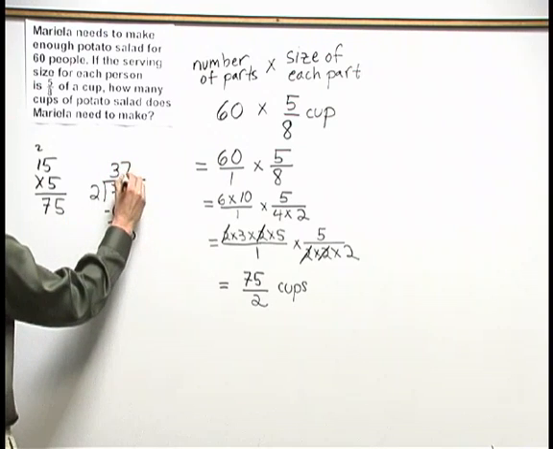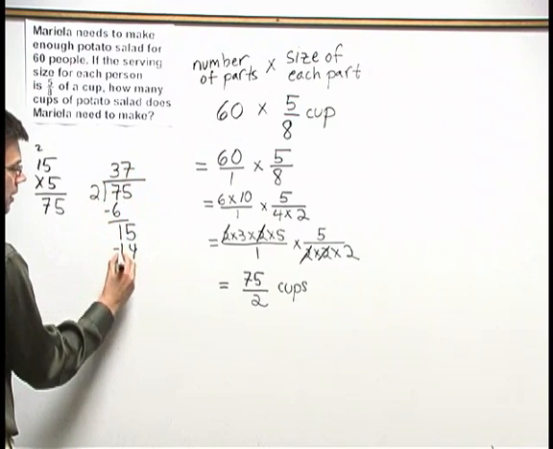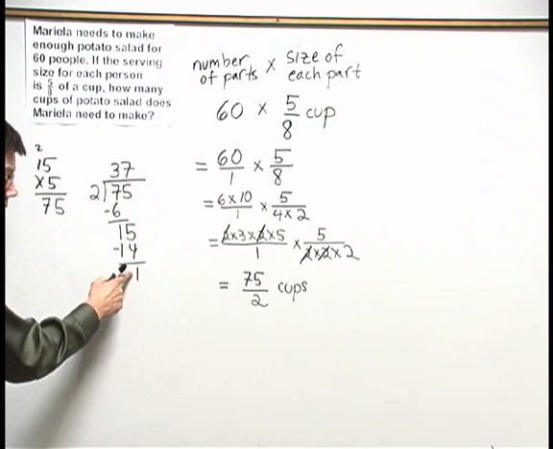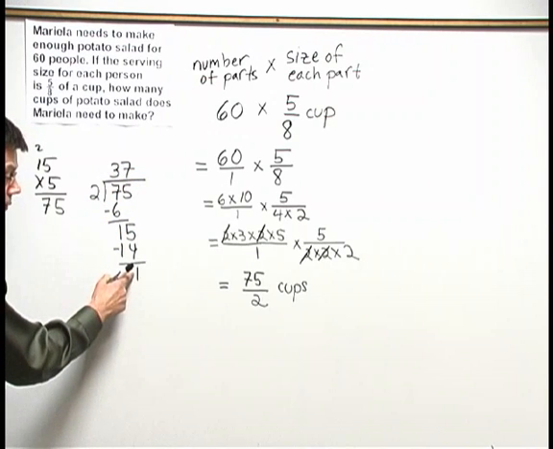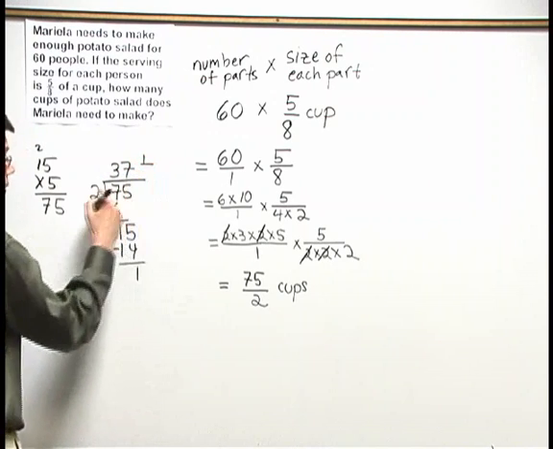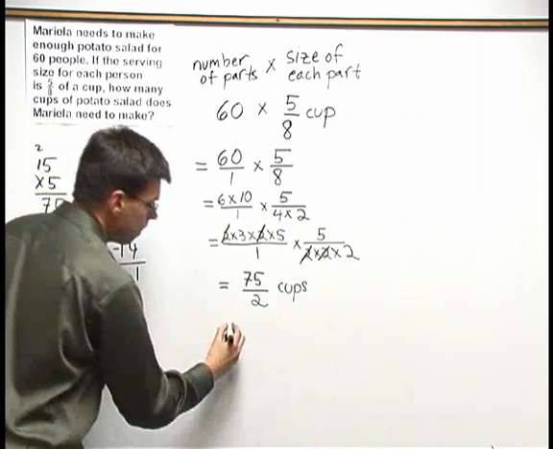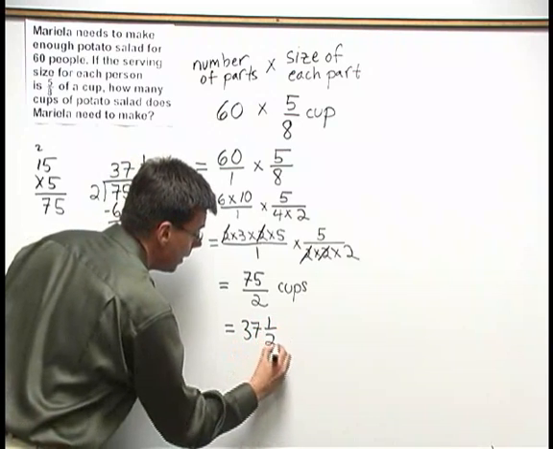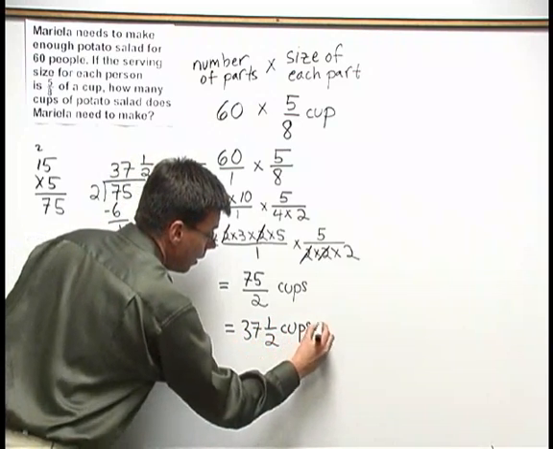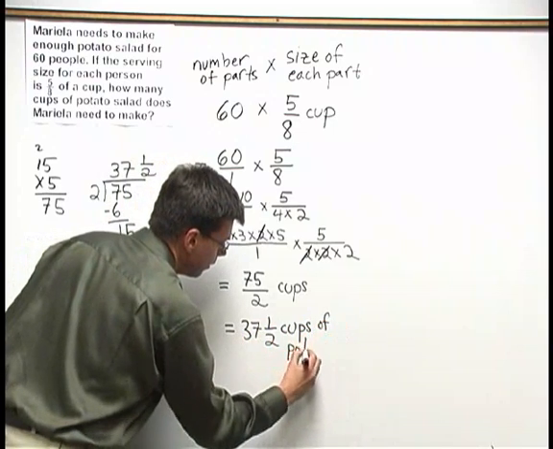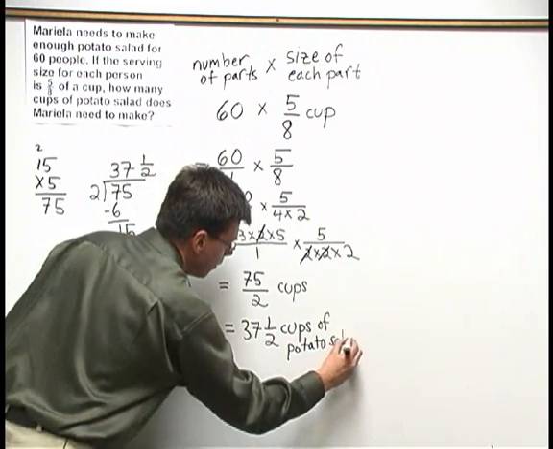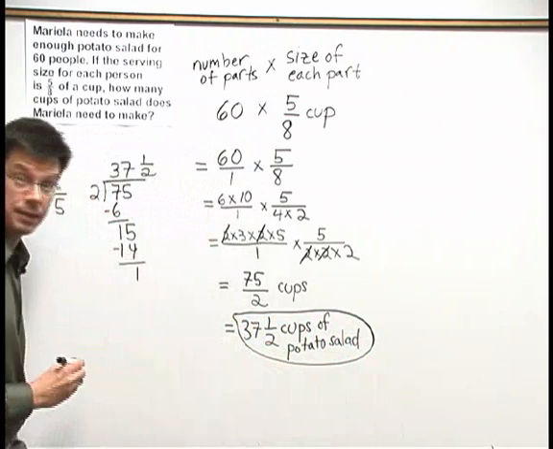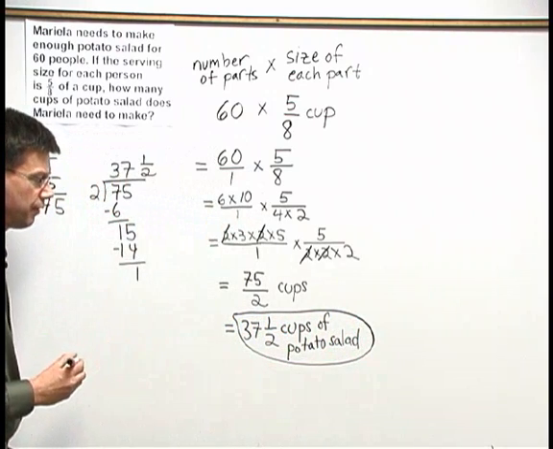2 goes into 15 7 times. 7 times 2 is 14. Subtract, I get 1. I don't have any more numbers to bring down, so I'll write my remainder in fraction form. I write the 1 left over the 2 out in front. So what I have here is 37 1/2 cups of potato salad. That's how much potato salad Mariella needs to make in order to have 60 servings.